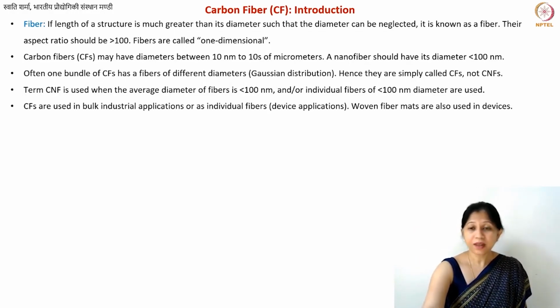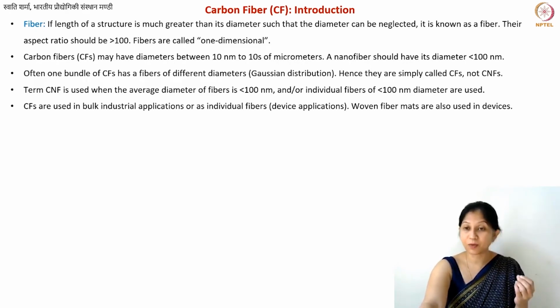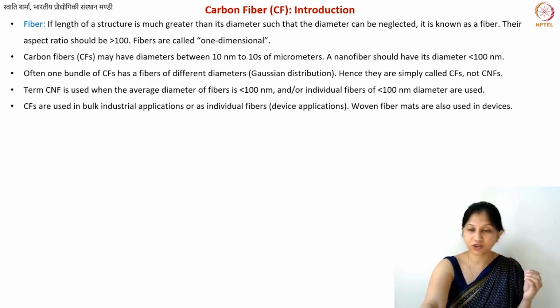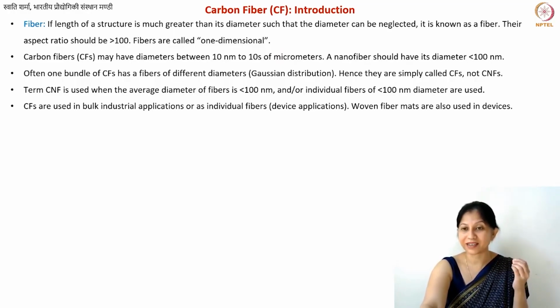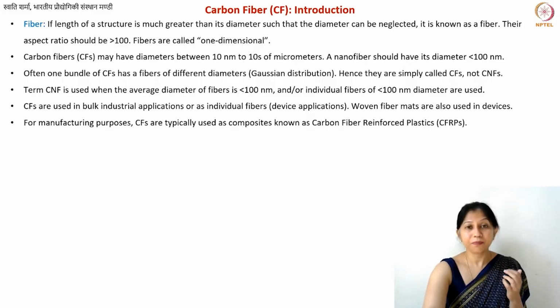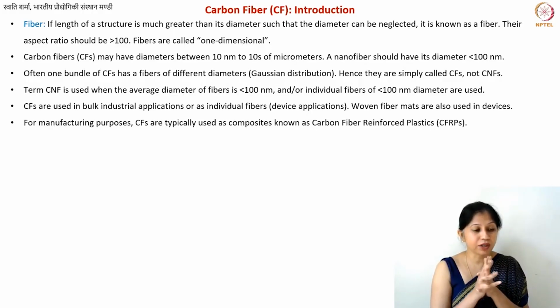Okay, you know this rule, which is also valid here: if something is smaller than 100 micrometer, we call it a microstructure. Something smaller than 100 nanometer, we call it a nanostructure. So this is also valid for fibers. Of course, we are going to measure the diameter and not the length, because length can be several millimeters or even centimeters. Okay, so now we come to the manufacturing of carbon fibers.